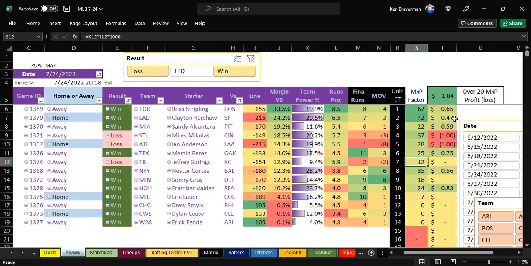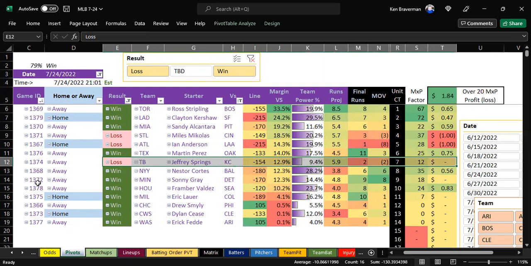So the point is that you can see that the profit on the games where the MxP was over 20 is 1.84 divided by this here, 8. So this is how much money you would have made if you got the same unit on every game: you would have made 23% on your money. If you wagered $8, you'd have $9.84 now, if you wagered $1 on all of those games. So that is a winning day. And it also dodges the landmine of Tampa Bay, where you might have lost.